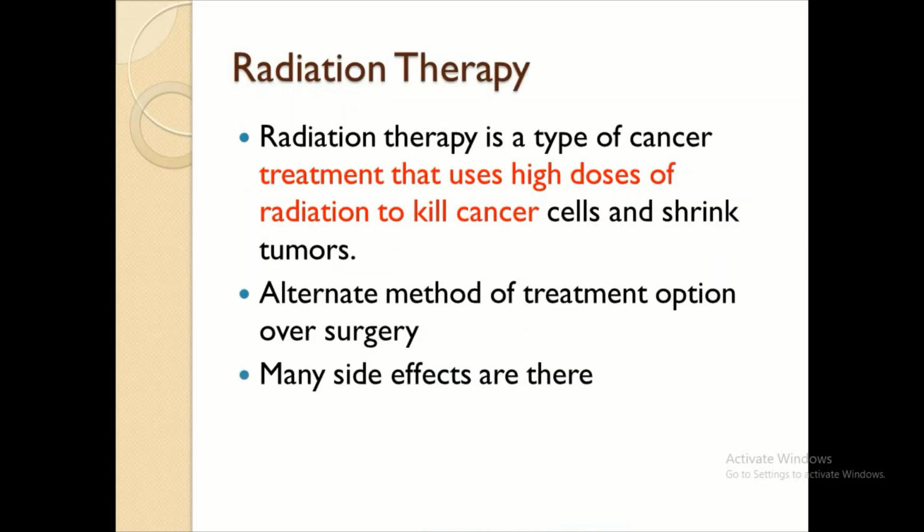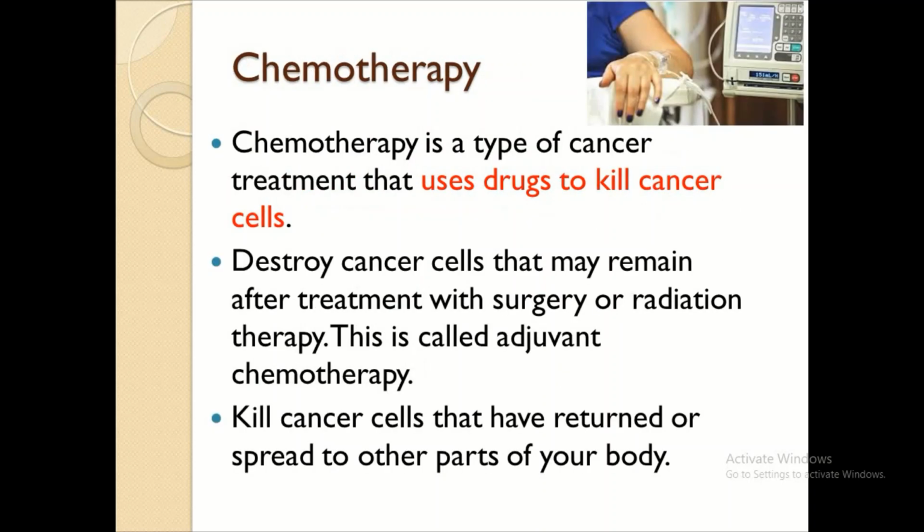So as a secondary treatment after surgery, the physician may go for radiation therapy, where a high dose of radiation is passed to the cancer cells to shrink the tumor. This is an alternative treatment method to surgery. There are a lot of side effects in radiation therapy too.